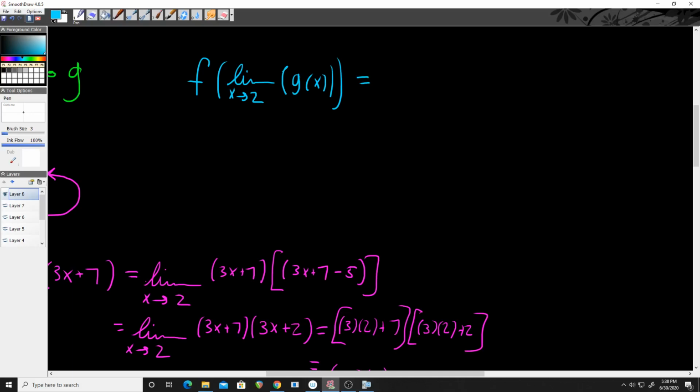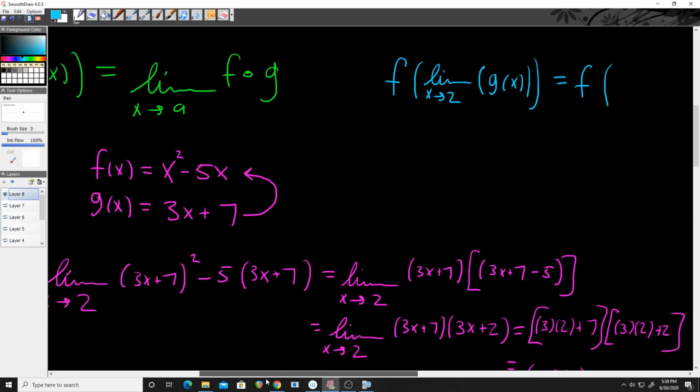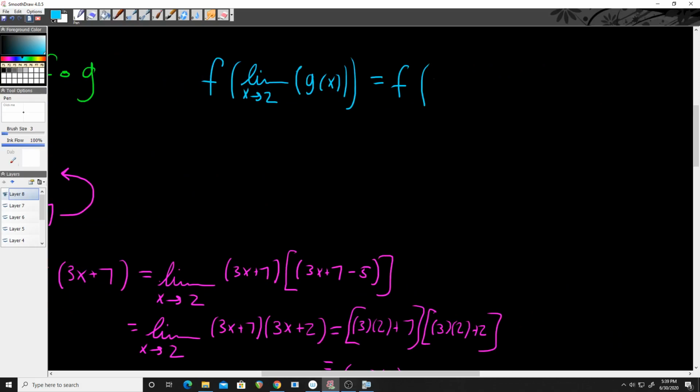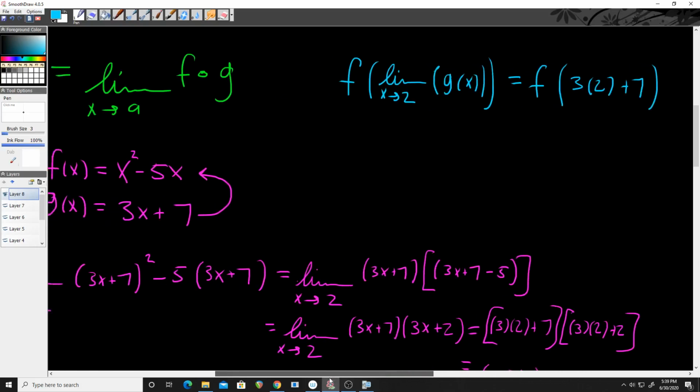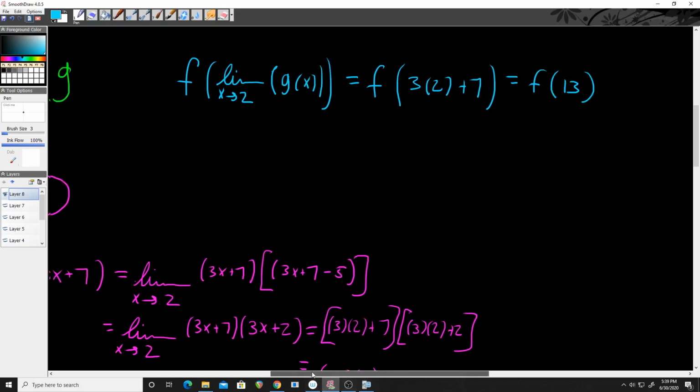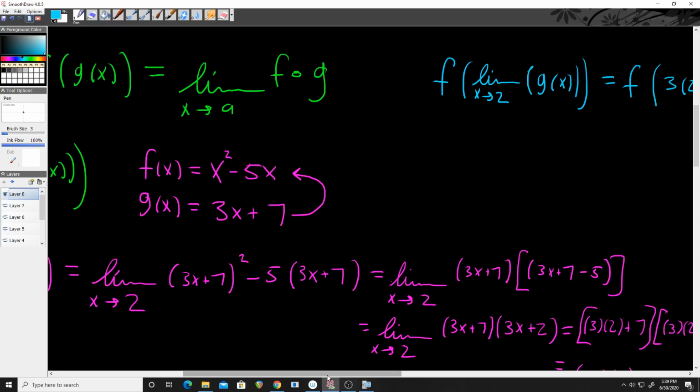So this is going to be f of, and now I plug in 2 to 3x plus 7, so f of 3 times 2 plus 7. I'll make sure I didn't mess that up. Yeah. That's going to be f of, and then 3 times 2 is 6, 6 plus 7, 13. Yes. And now here's f. f of 13.